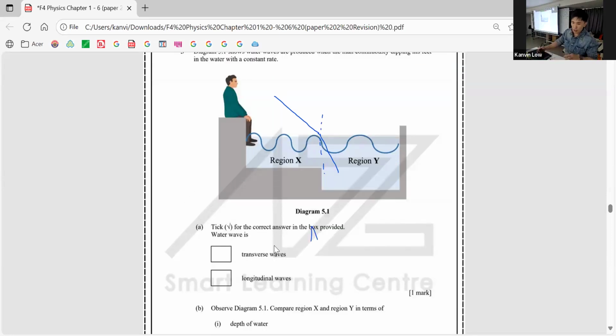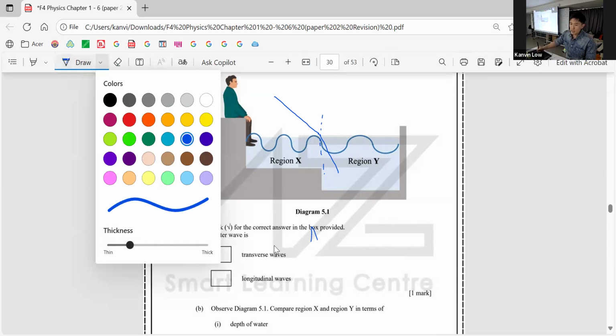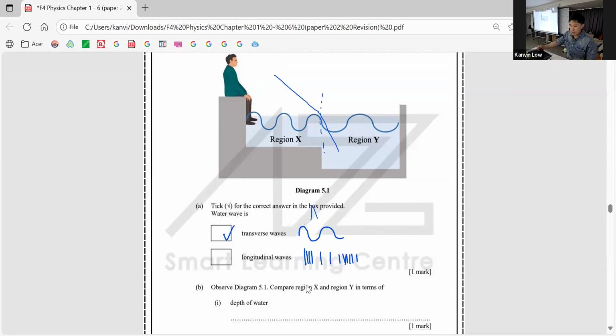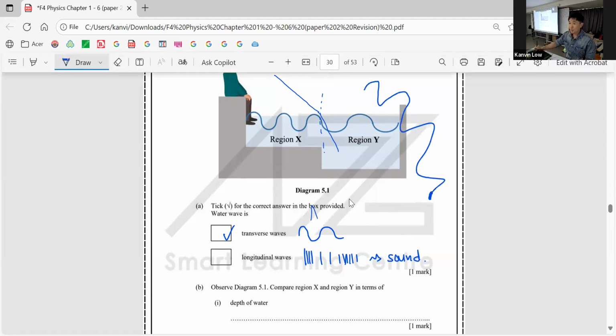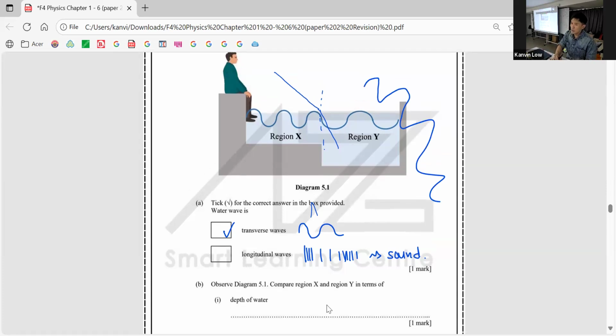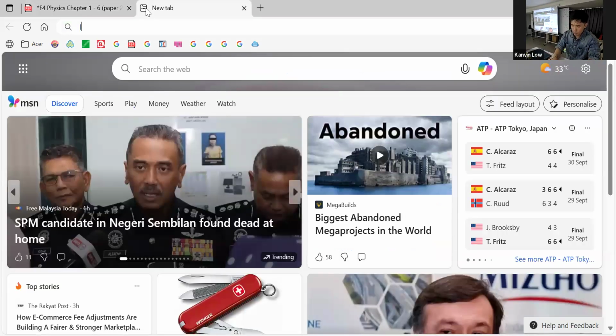For example, is a water wave transverse or longitudinal? Look at the water pattern. Transverse is like this, longitudinal is like this. So this is transverse, right? What is the longitudinal wave? Sound. Sound wave is the longitudinal wave. Light wave is also a transverse wave; the light will be traveling like this, right? Okay, next one: depth of the water, light wave. Can I double confirm with you about this one?